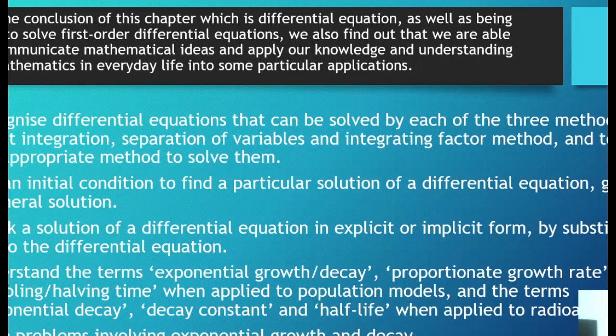Fourth, understand the terms exponential growth or decay, proportionate growth rate, and doubling or halving time when applied to population models, and the terms exponential decay constant and half-life when applied to radioactivity. And last, solve problems involving exponential growth and decay. Okay, that's all from me.